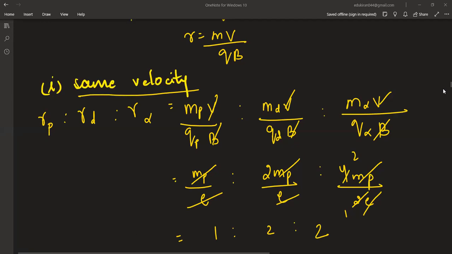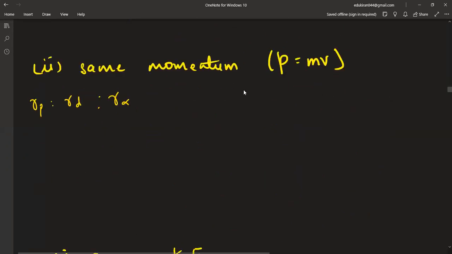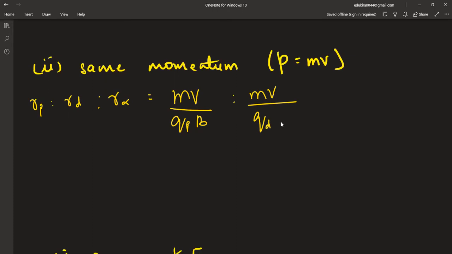Second part says same momentum. So mass into velocity is the same. Now I'm not writing mass separately for proton, deuteron, alpha particle, because mass into velocity is the same already. So mv by charge of proton into magnetic field, mv by charge of deuteron into magnetic field, mv by charge of alpha particle into magnetic field. And the magnetic field will be cancelled.